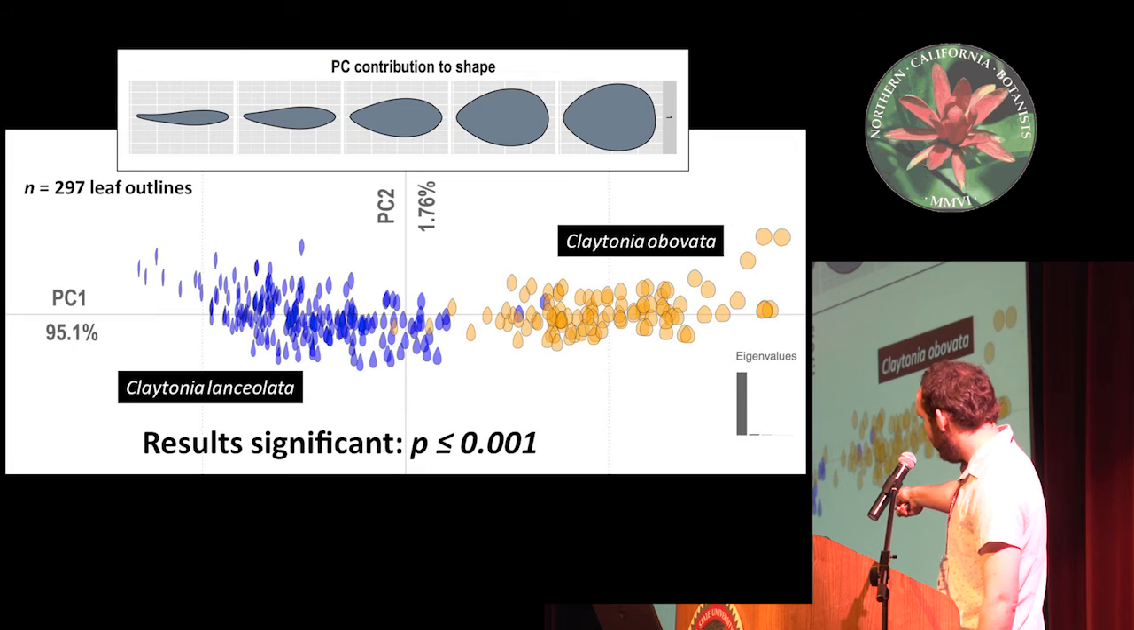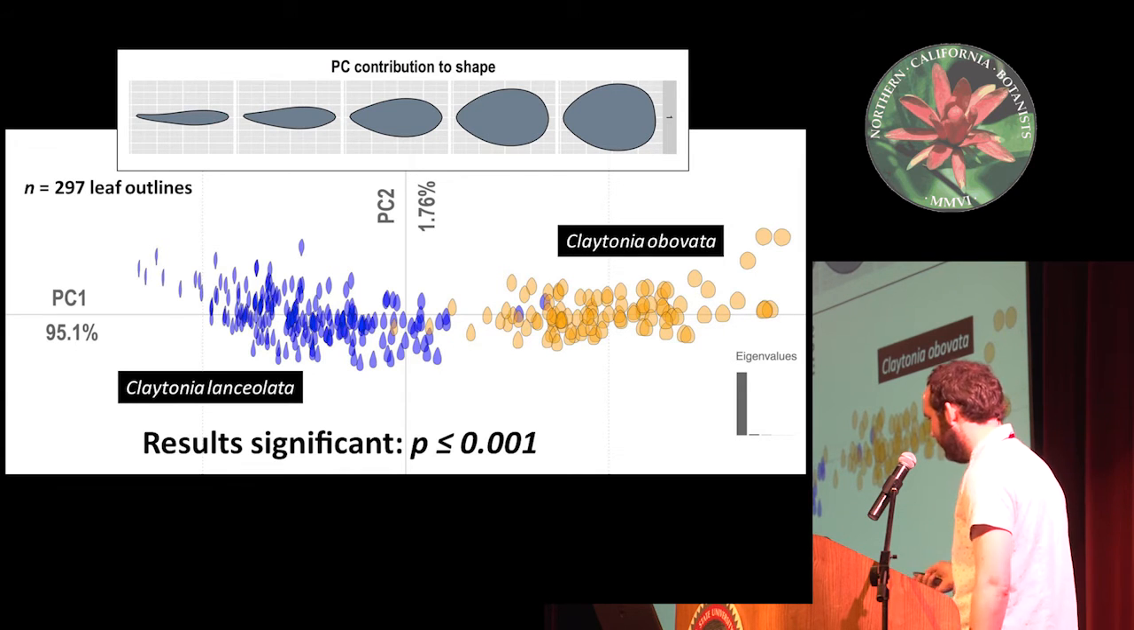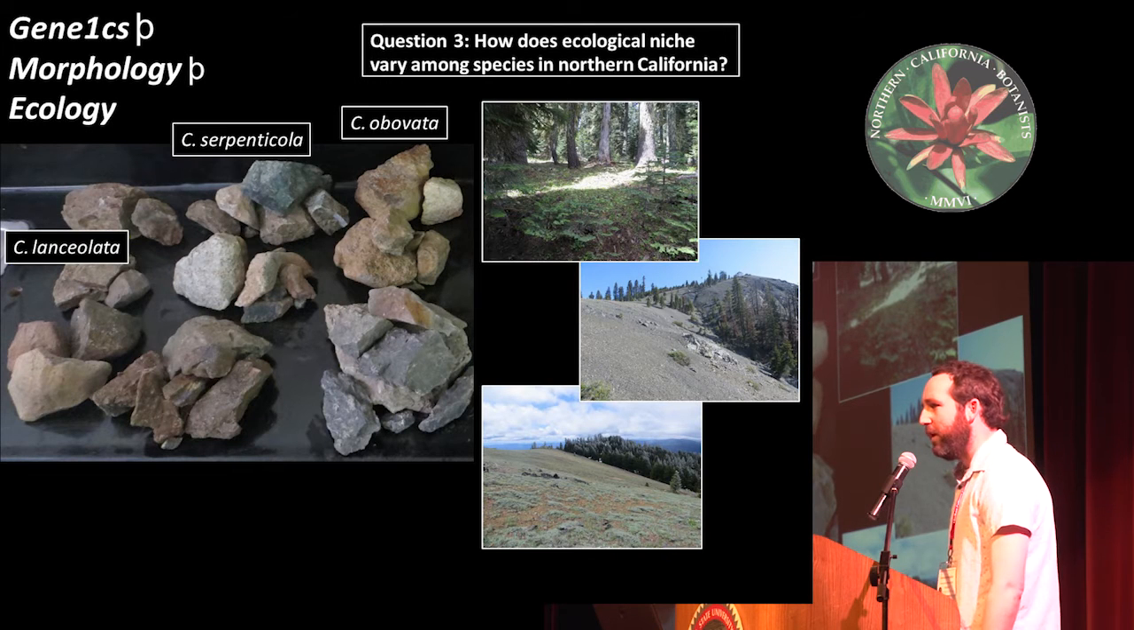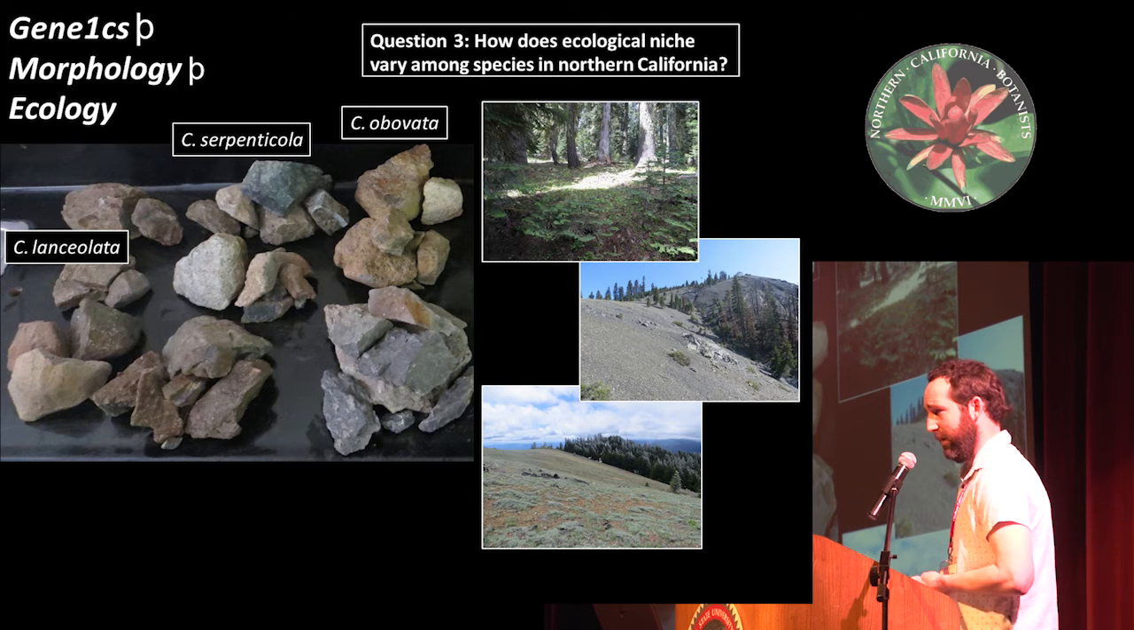And essentially 95% of the variation is explained by this one eigenvalue, and all you're really seeing along that is a change from these lanceolate, almost linear leaves to these really more rounded, big fat obovate leaves. And so with that, we've got some evidence that supports multiple lineages, both on the genetic level and the morphological level, but what does that mean in terms of the ecology?